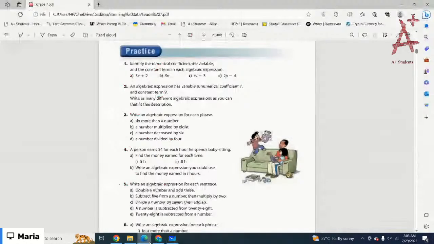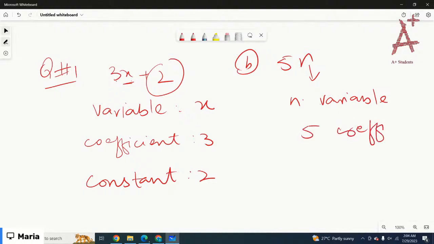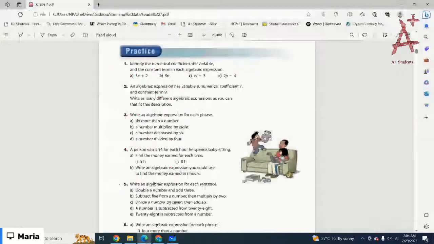Just look at the b part, 5n. B part is 5n. Here you have n is the variable and 5 is the coefficient of the variable, right? Okay, let's just start with question number 2.